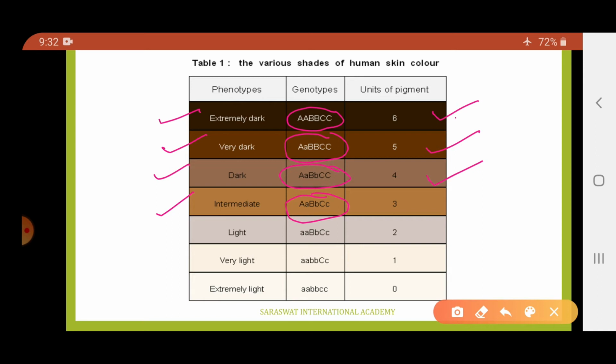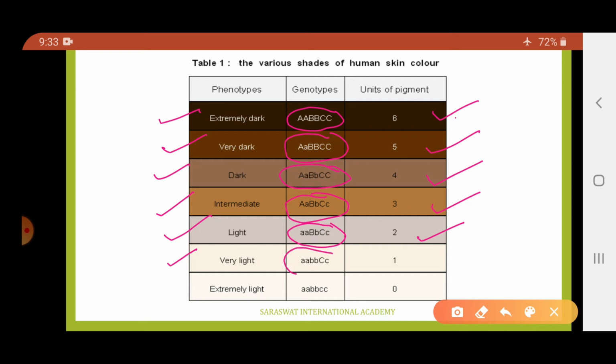And the unit pigments are basically 3. Now the light skin, what is the condition? Here there is a condition where there are only 2 dominant genes. See the condition, small a, capital B, small b, capital C, small c. So here you can see that there are only how many dominant genes? 2 dominant genes. Then very light condition where there is only 1 dominant gene.